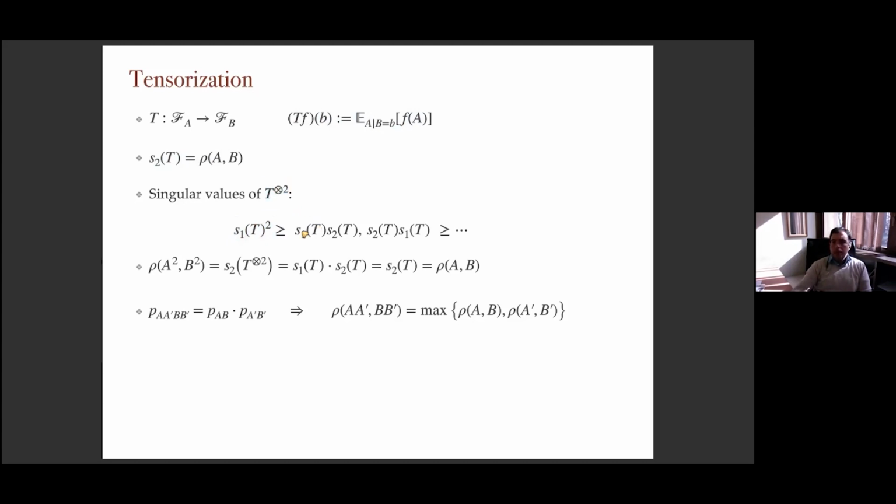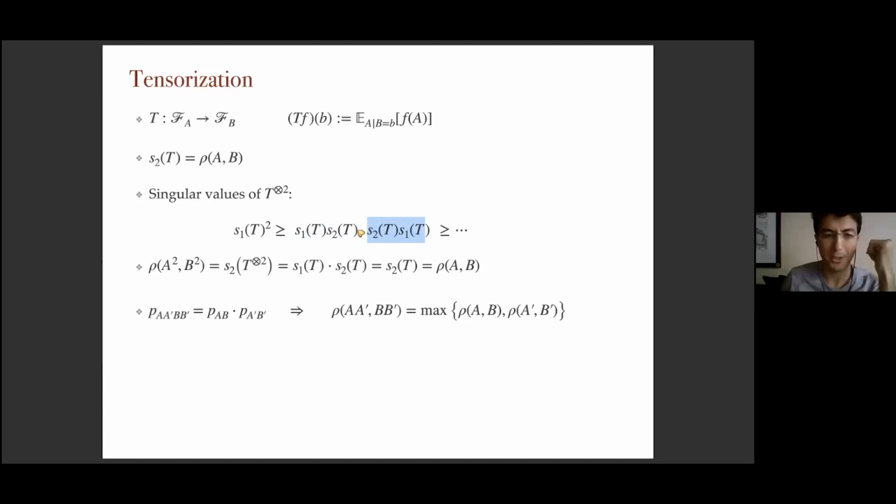What about the second singular value? The second singular value of T tensor T comes from the multiplication of the first singular value of T and the second singular value of T. Think of sorting the singular values of T and then multiplying them together. The largest multiplication comes from the largest pair, and the second one comes from the largest one with the second largest one. So that's why the second singular value is S1 times S2, and in fact it has a multiplicity because you can choose S2 from the first one and S1 from the other.